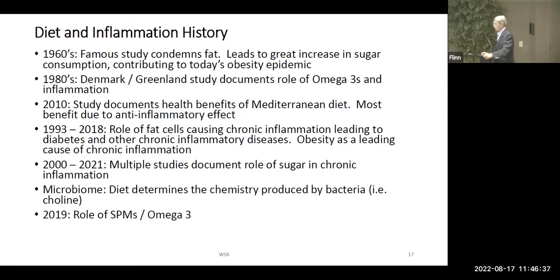However, some sanity eventually began to creep into this. In the 1980s, there was a remarkable study done in Denmark and Greenland, which documented the fact that omega-3s caused reduction in inflammation and that this had a major impact on health.